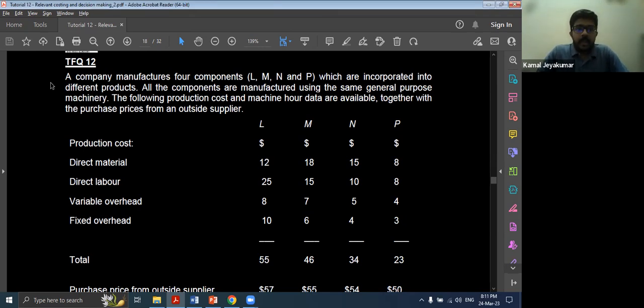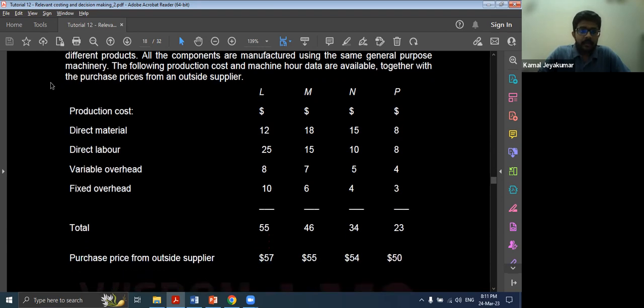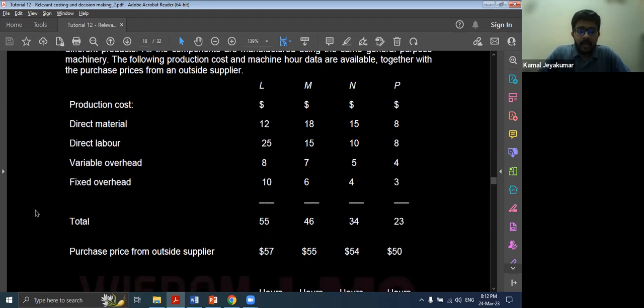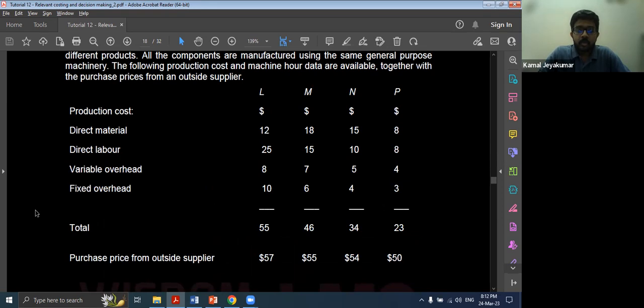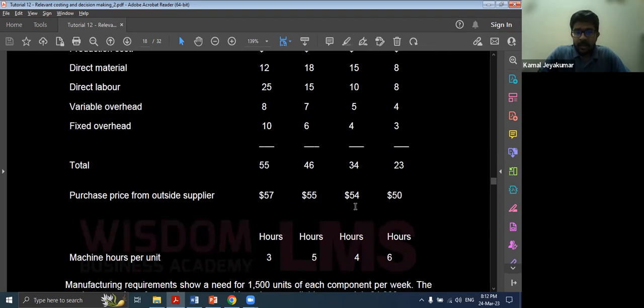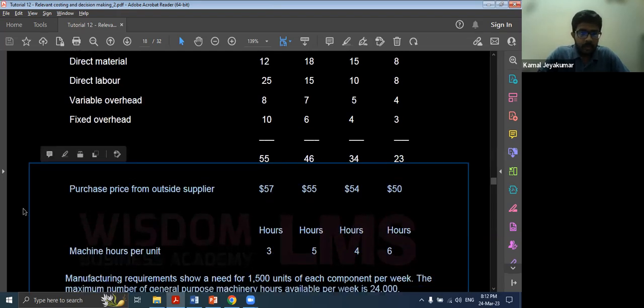So in TFQ 12, they have given the information for 4 components, L, M, N, and P, which are incorporated into different products. All the components are manufactured using the same general purpose machinery, right? They have given the production cost for each component: direct material, direct labor, variable overhead, and fixed overhead. Now, if they have not specifically told about fixed overhead, then you have to take it as an unavoidable fixed overhead. If they have specifically told that it's avoidable, then that becomes a relevant cost. They have also given the purchase price from the outside supplier, and the number of hours needed to make each component.